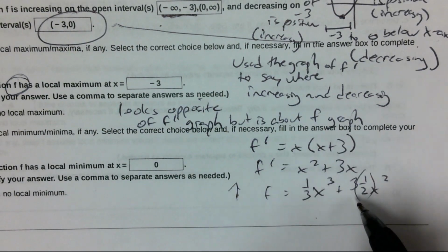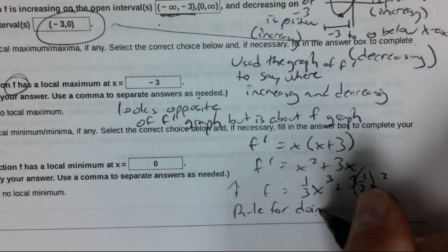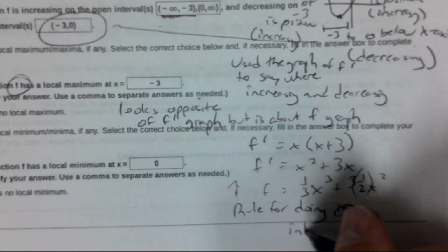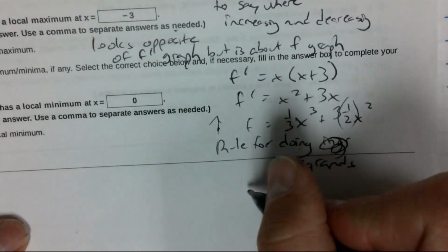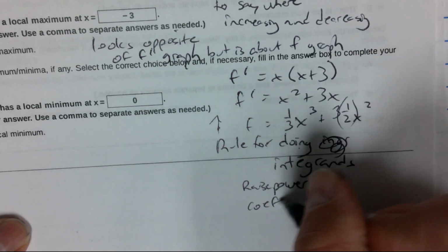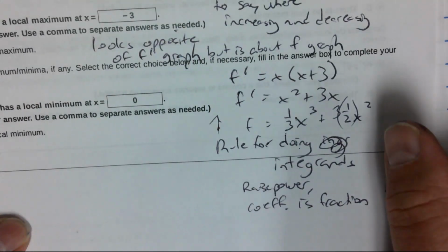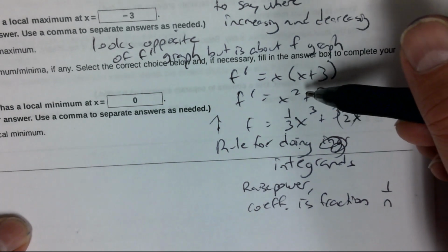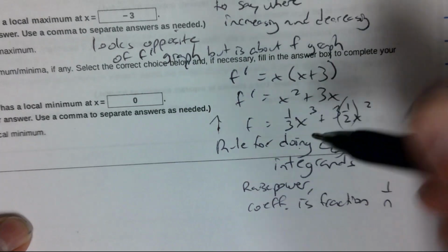That's basically our rule for doing integrands. You basically raise a power, and then your coefficient is the fraction, 1 over whatever n is. So for example, if we have a 2 here, we're going to bump it up to 3, and then we need 1/3. Now let's prove it.